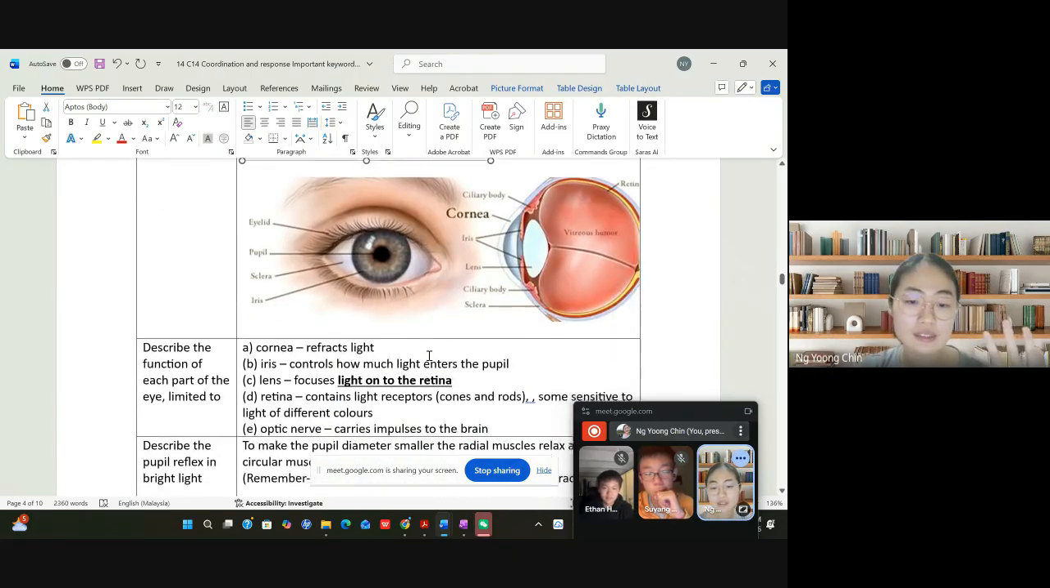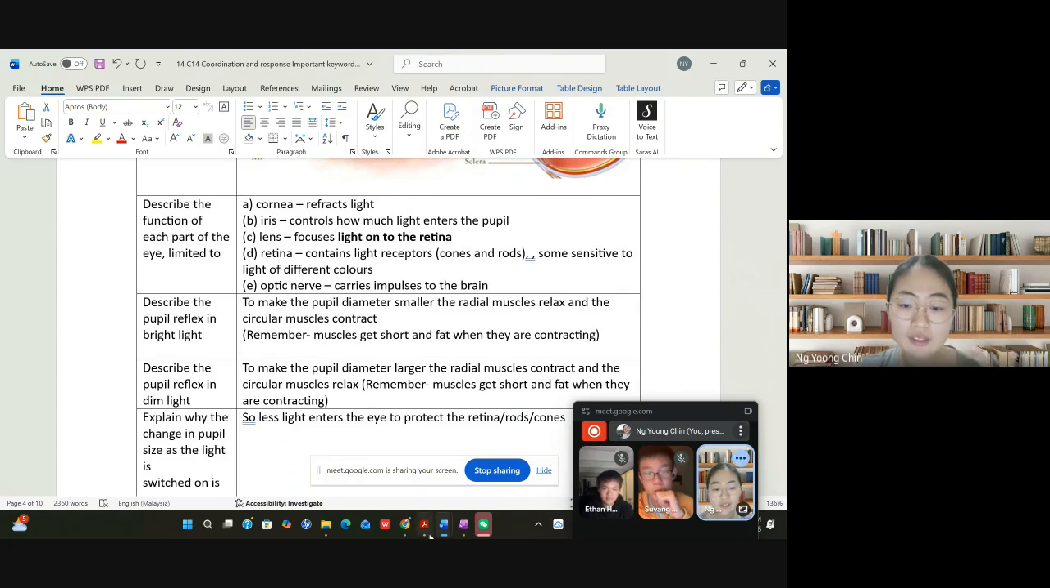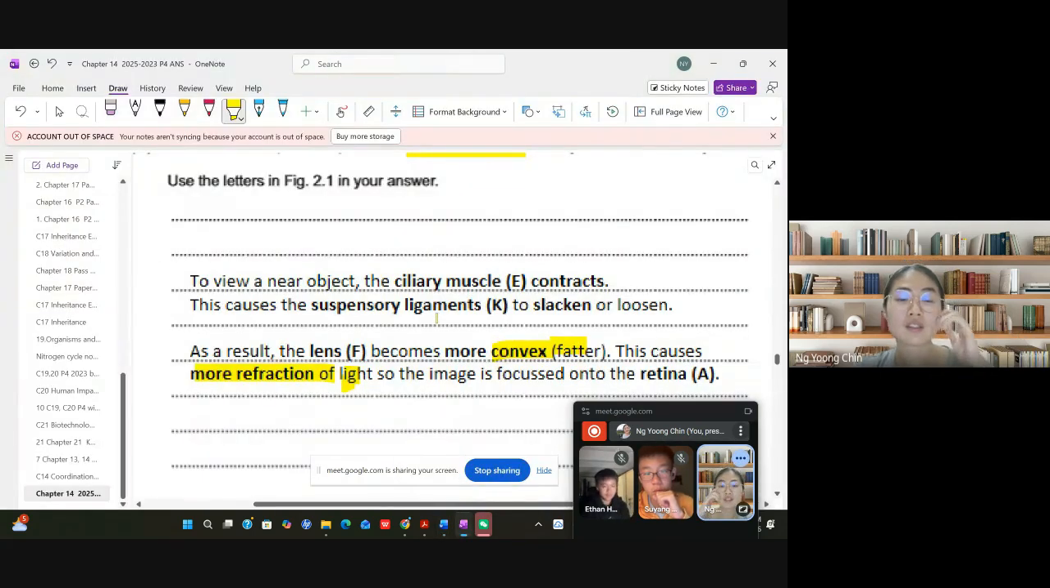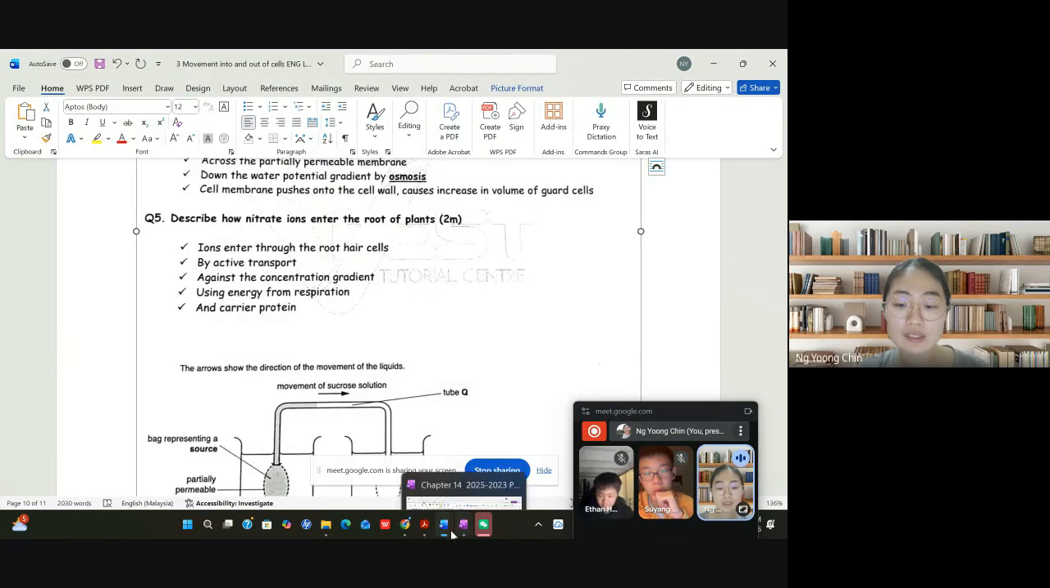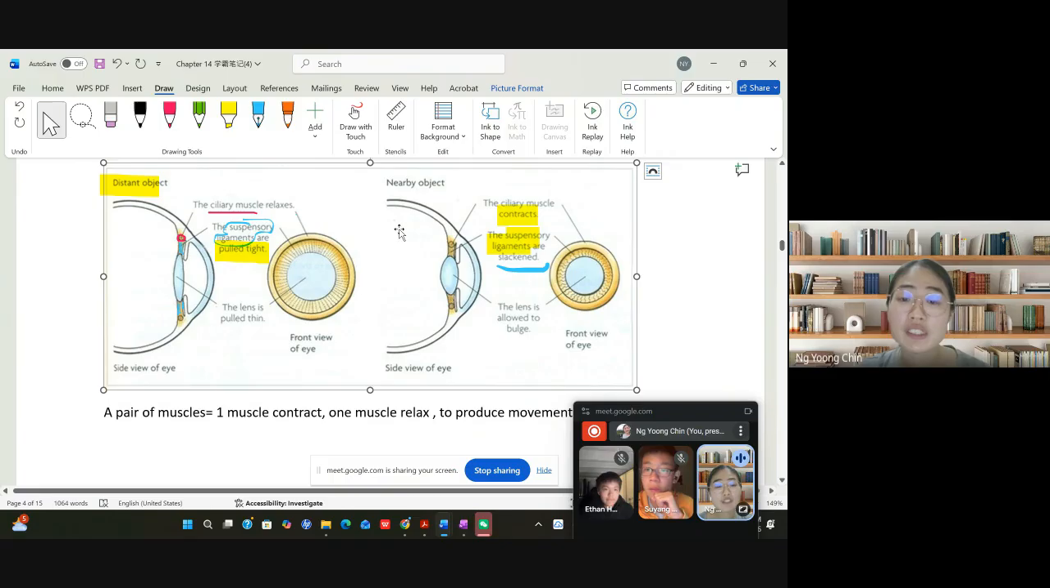So this is the keyword. Okay, and then, if you want to view a near object, the ciliary muscles will contract. So when the ciliary muscle contracts, this will cause the suspension ligaments to slacken or loosen. So just remember it in this way, okay? You have a distant object, you have a near object.